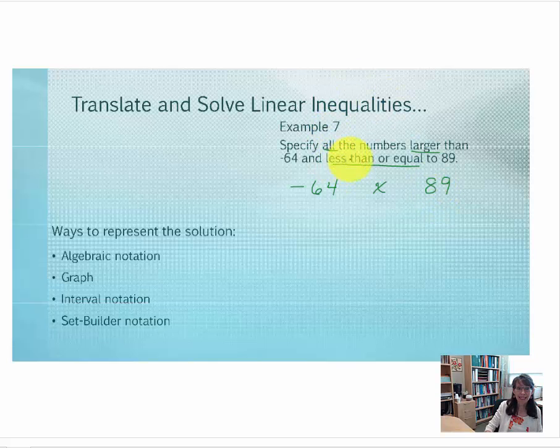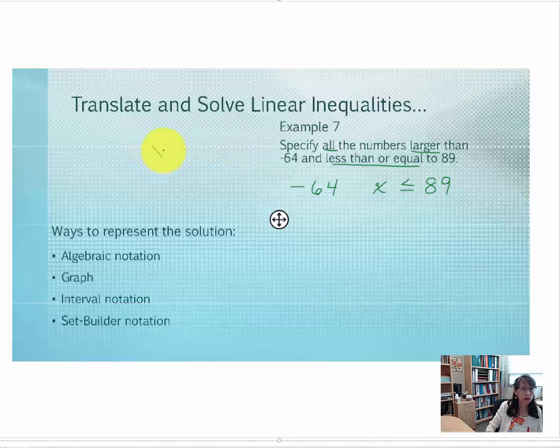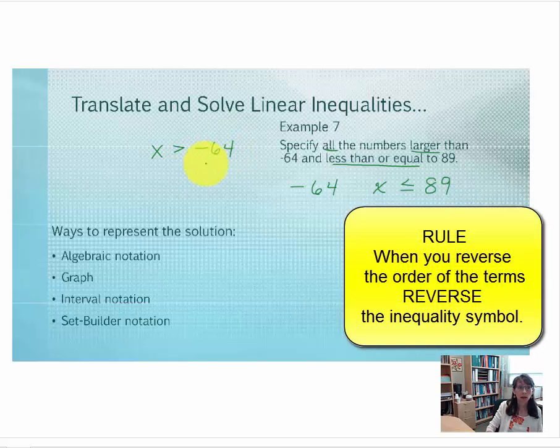If our numbers are less than or equal to 89, that might be the easier side to start with. So numbers that are less or equal to 89. Now let's look at this other portion. It says we're looking for all numbers that are larger than negative 64. So numbers that are larger than negative 64. Well, here's another rule we need to remember. When I reverse the order of the terms, that also tells us to reverse the direction of the inequality symbol.